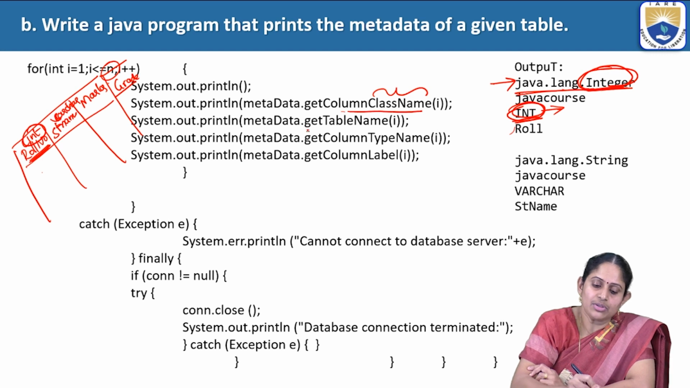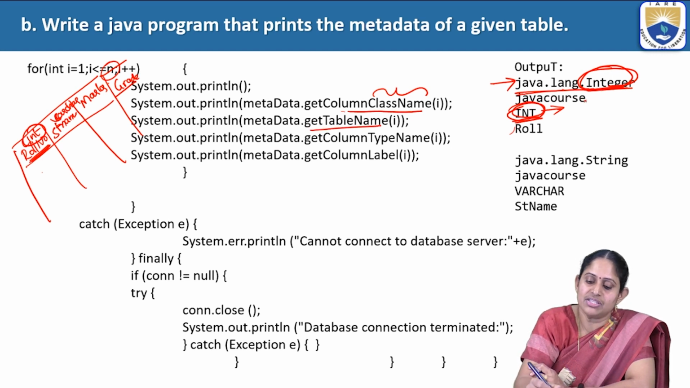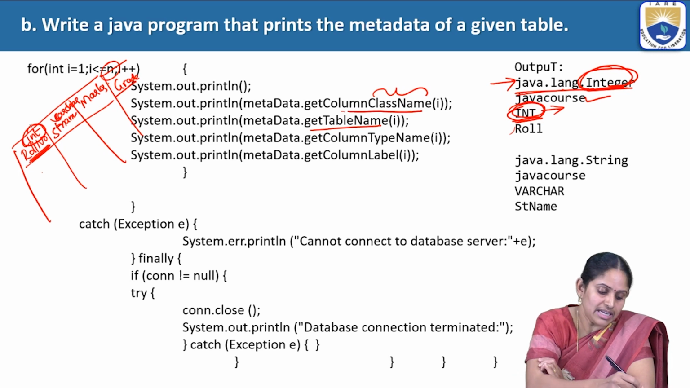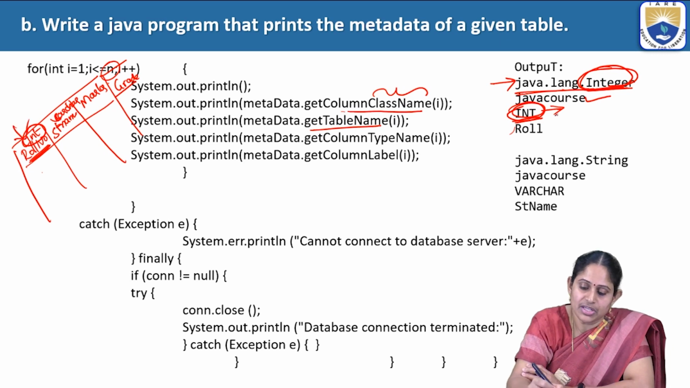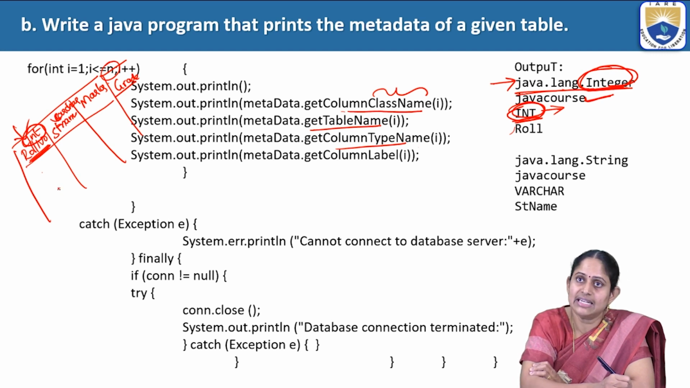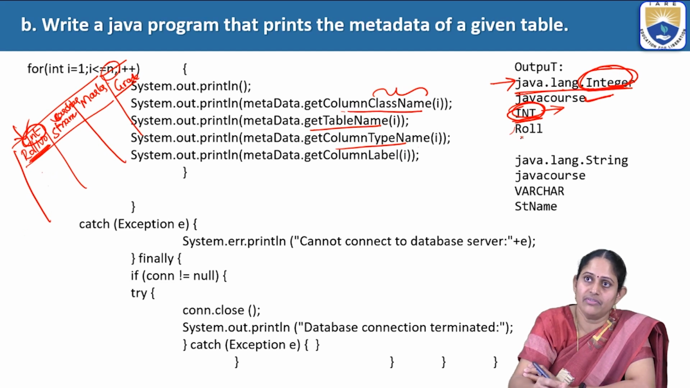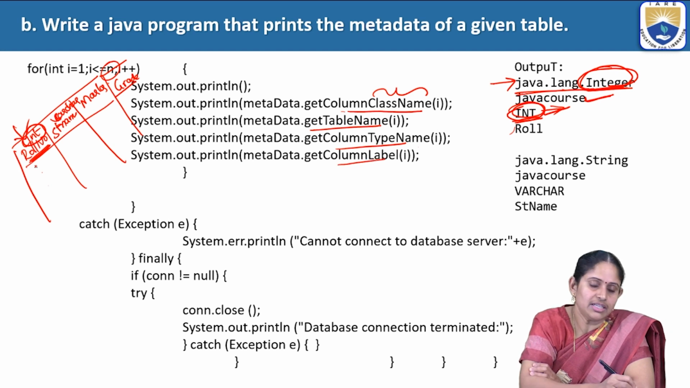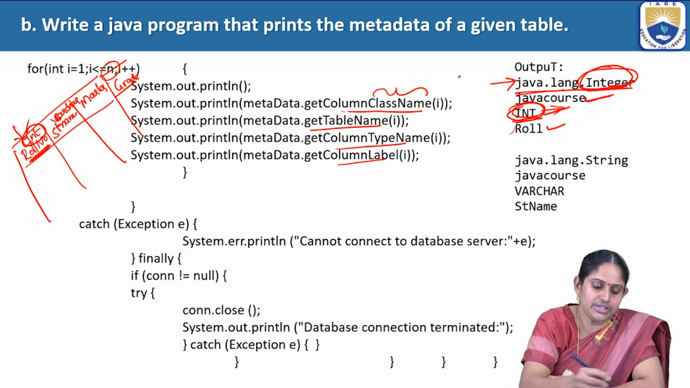Now similarly, we need to get the table name. Our table name is Java course. So getTableName will return the table name related to this particular column, so we get Java course. Now the getColumnTypeName will return the data type of the column of the database. So here we will get integer. And getColumnLabel will return the name of that column, that is roll. So that is for the first iteration.